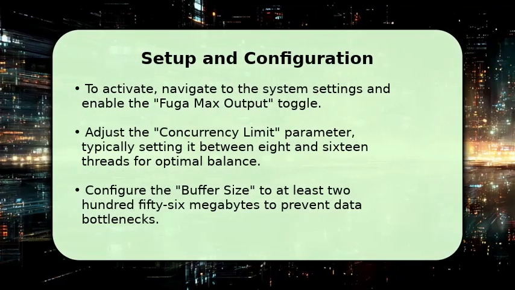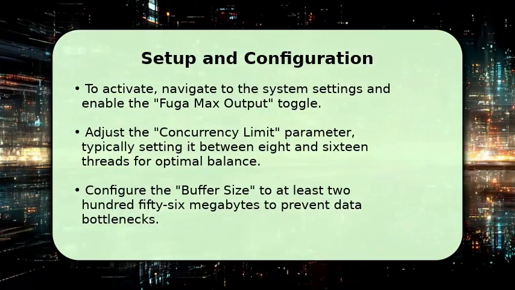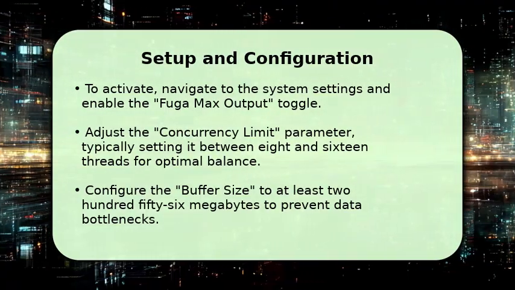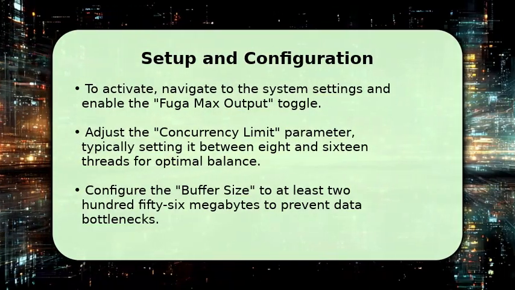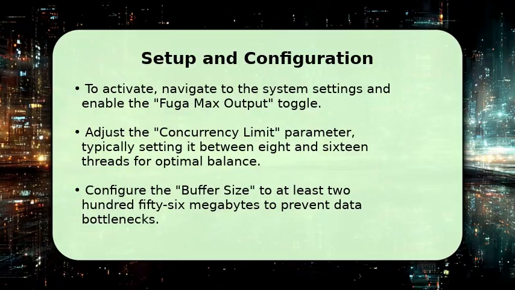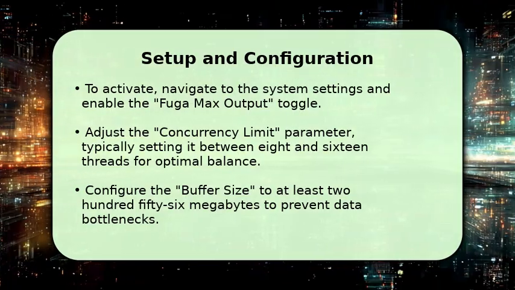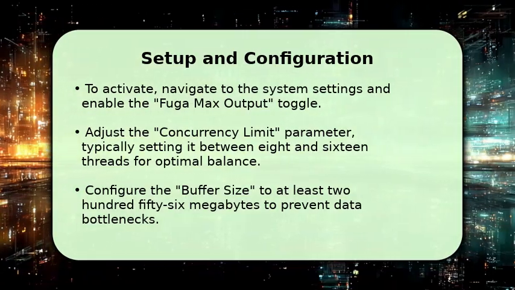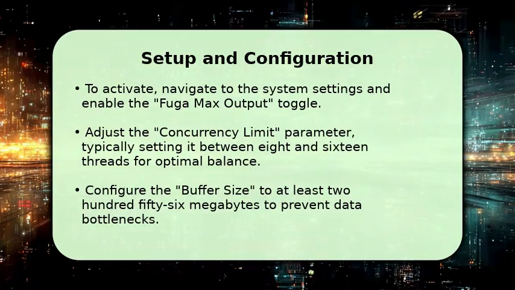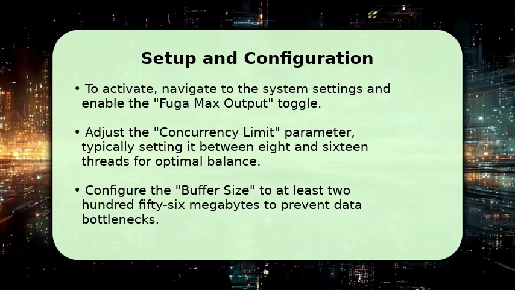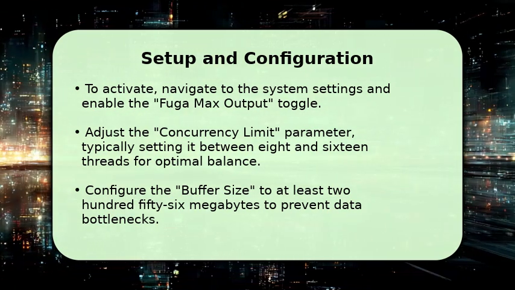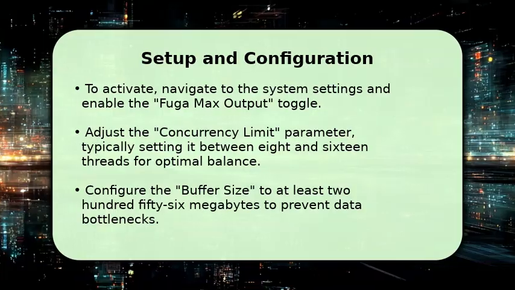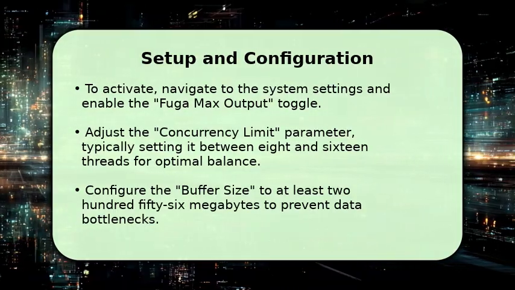Setting up Max Output Fuga is straightforward. First, access your system settings and locate the Fuga Max Output toggle, ensuring it is enabled. Next, you'll want to fine-tune the concurrency limit parameter. We recommend starting with a value between 8 and 16 threads to find your system's sweet spot. Finally, configure the buffer size to a minimum of 256 megabytes. This crucial step prevents data bottlenecks and ensures a smooth, uninterrupted flow of operations.